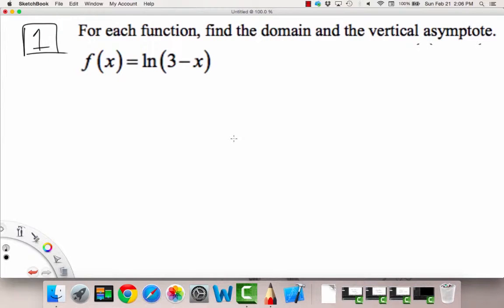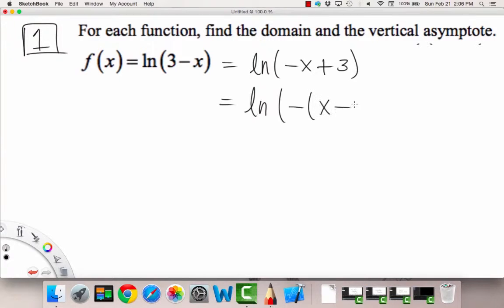Alright, so here's number 1. We're going to find the domain and vertical asymptote of this function here. So we have f of x is equal to ln of 3 minus x. I'm just going to rewrite this by switching the order of addition here. So this is actually negative x and then plus 3, right? And we can take out a negative sign, so that we have negative x minus 3, right? So this is actually our b, the 3 here. So b is equal to 3, which means that our vertical asymptote is going to be at x is equal to 3, right?